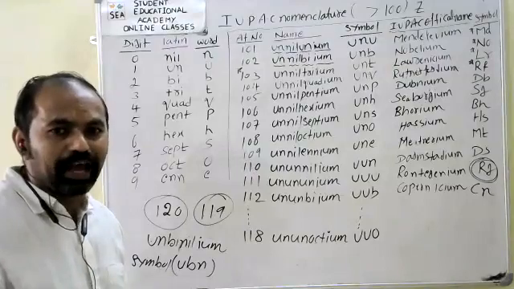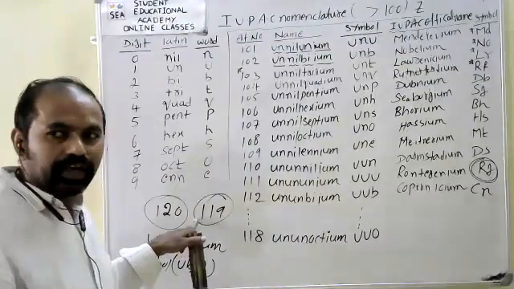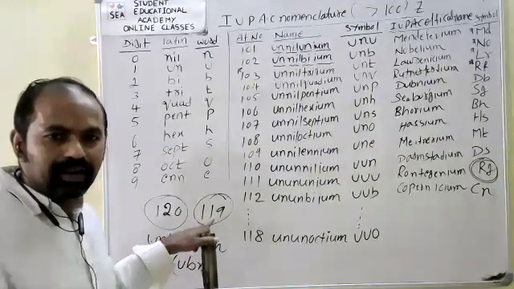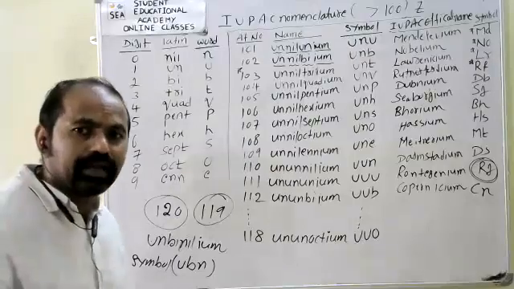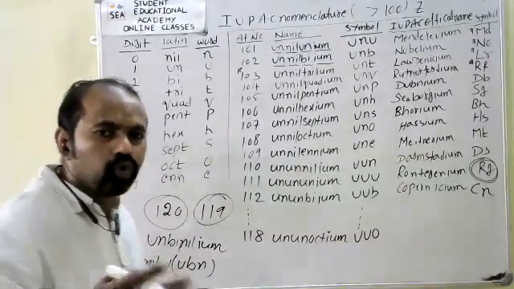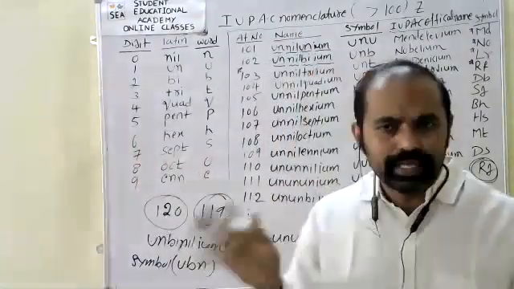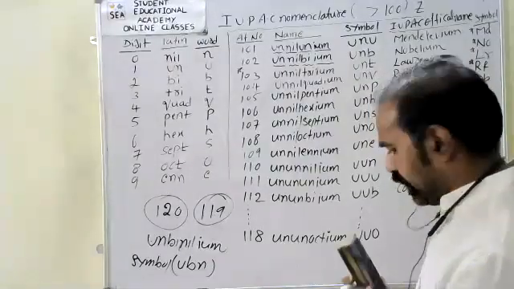119, the IUPAC name: Ununennium. That is the IUPAC name. Symbol: U-U-E. Very good. U-U-E. That is the symbol. Okay, it is enough. Now, say next.